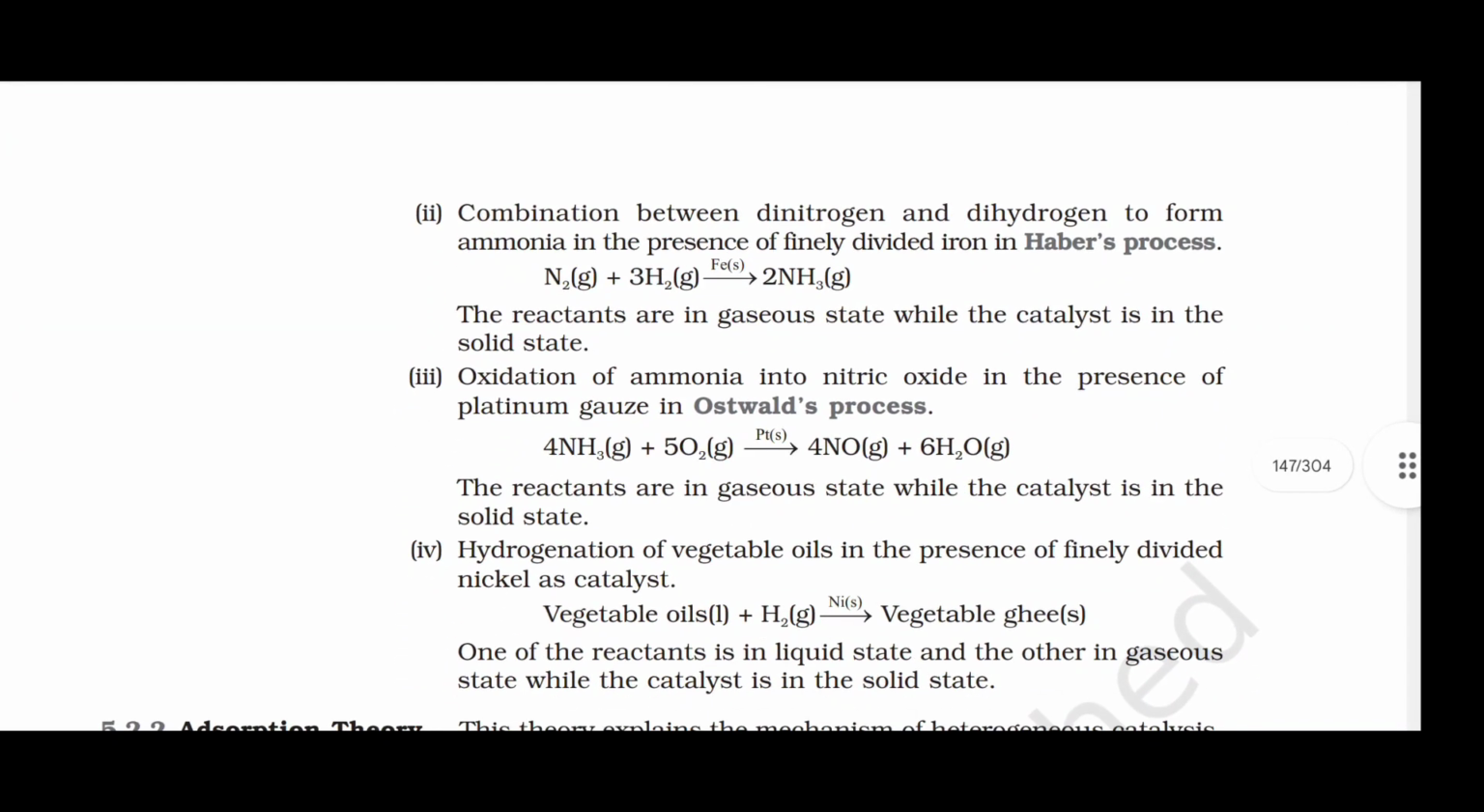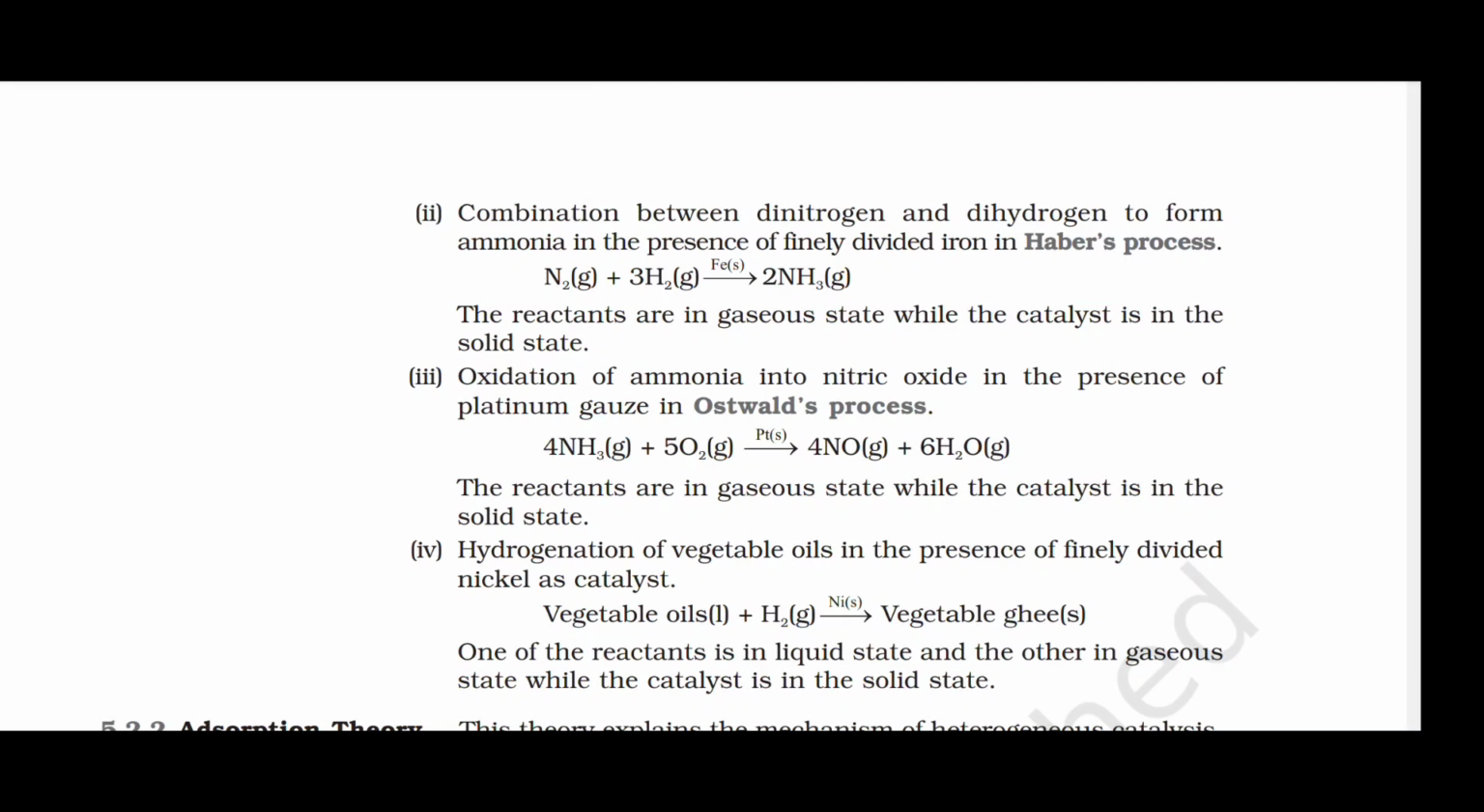Second, combination between dinitrogen and dihydrogen to form ammonia in the presence of finely divided iron in Haber's process. N2 gas plus 3 H2 gas in presence of iron gives ammonia. The reactants N2 और जो हाइड्रोजन है वो कौन से फेज में, गैशियस फेज में, लेकिन जो कैटलिस्ट है आयरन, दैट इज इन सॉलिड स्टेट, सॉलिड फेज.